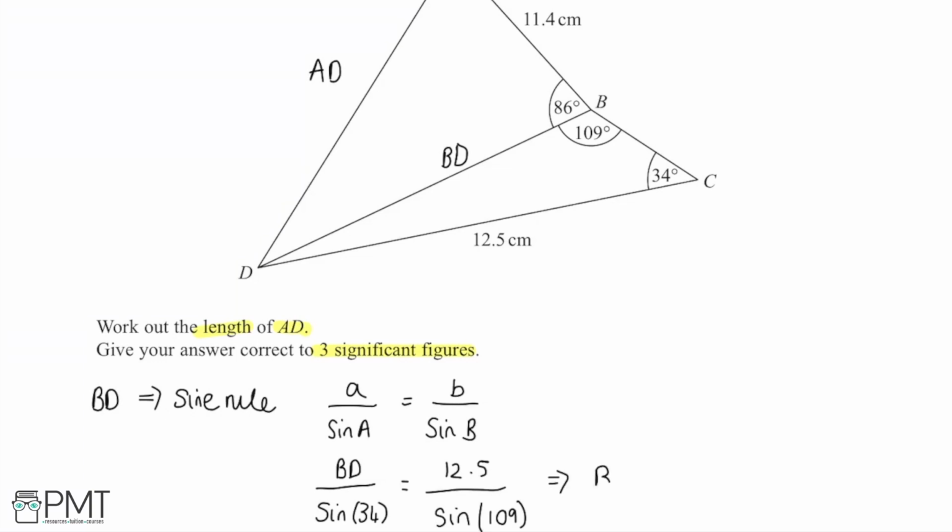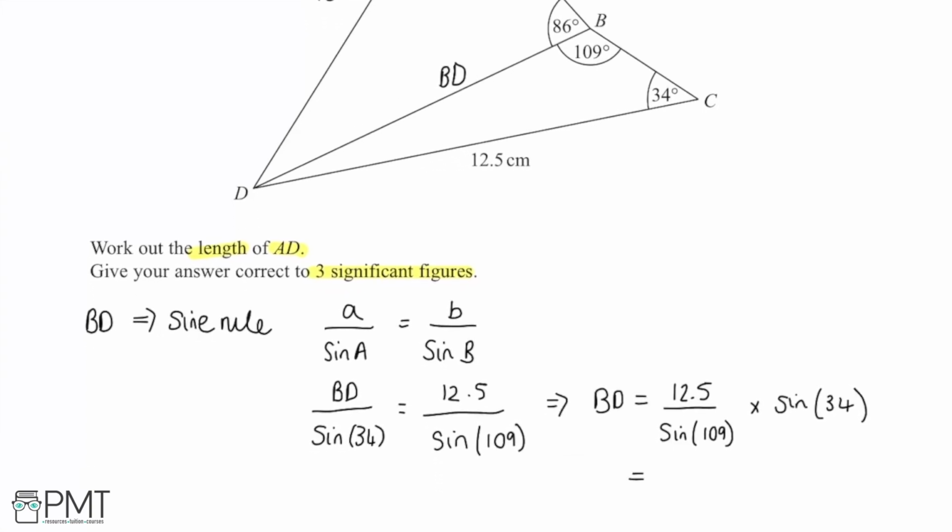Therefore, if we want to calculate BD, we can just rearrange this equation by multiplying both sides of the equation by sine 34. So we have BD is equal to 12.5 over sine of 109 multiplied by sine 34. And if you put that into your calculator, that is going to give you an answer for BD of 7.39267, etc. But we can just leave it at 7.39, etc.